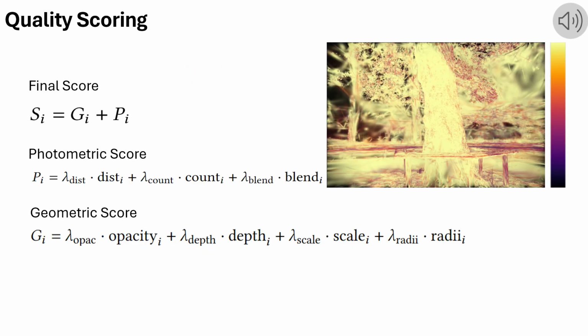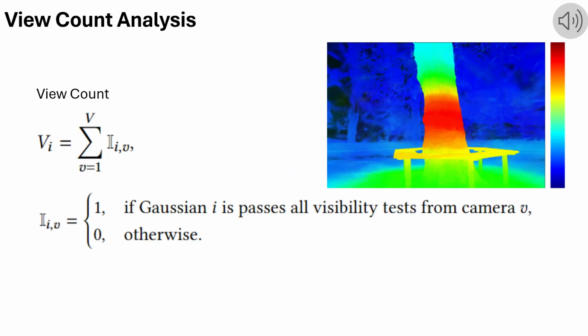For the quality scoring, we find the final score S for each Gaussian i, which is the sum of the photometric score plus the geometric score, which is then normalized and mapped onto an Inferno color map. For the view count analysis, we find the sum of how many cameras can view a specific Gaussian, and the final view count is normalized and mapped onto a jet color map.